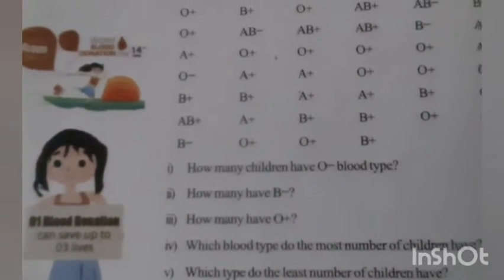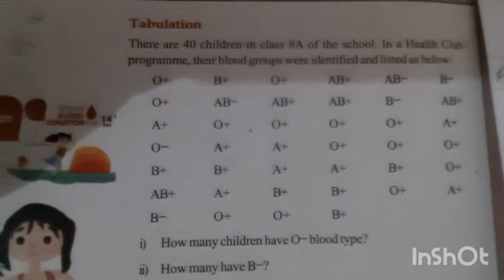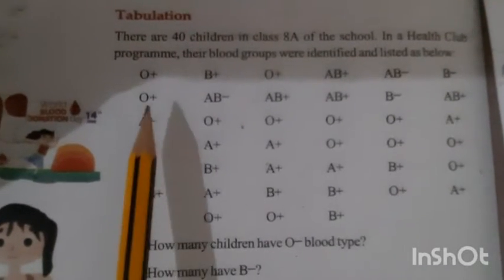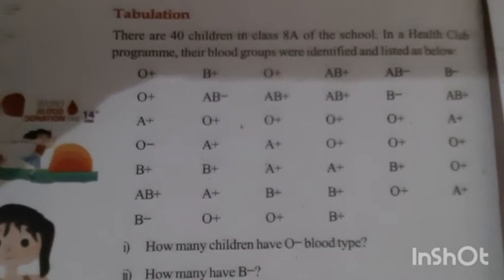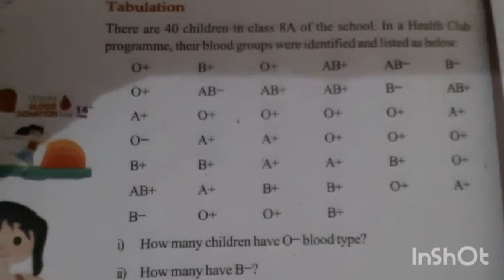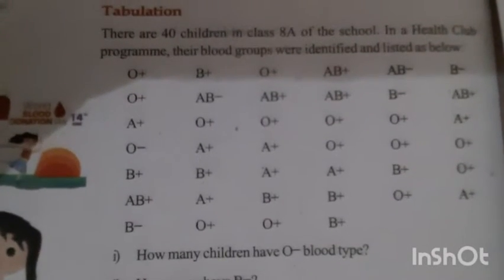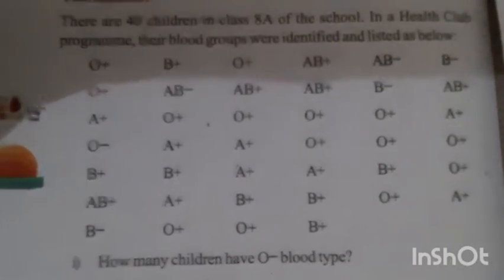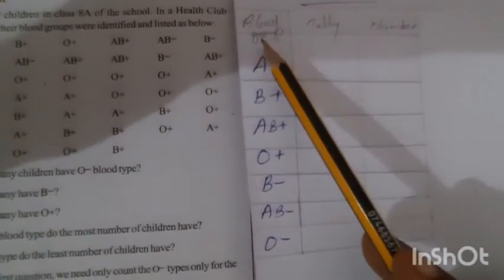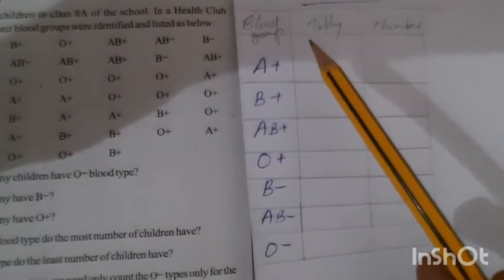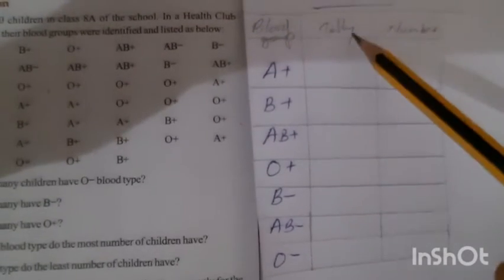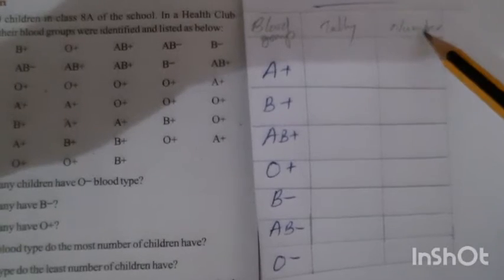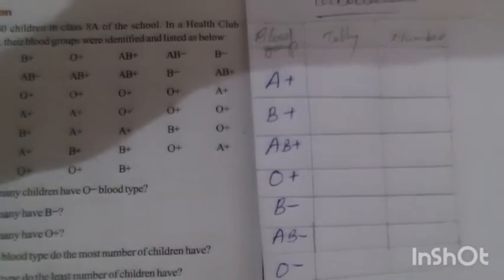So first of all, you have to tabulate this. If you count each blood group and find out the numbers, it would be difficult. So instead of that, we can tally these blood group numbers. First you have to draw a tabulation column. Blood group we are writing in the first column. Second is tally, and the total number we are writing here.